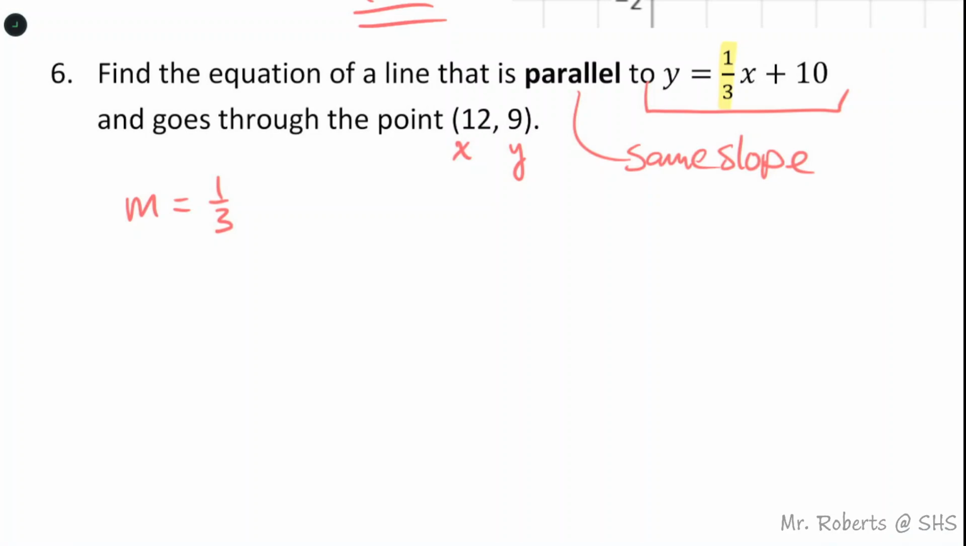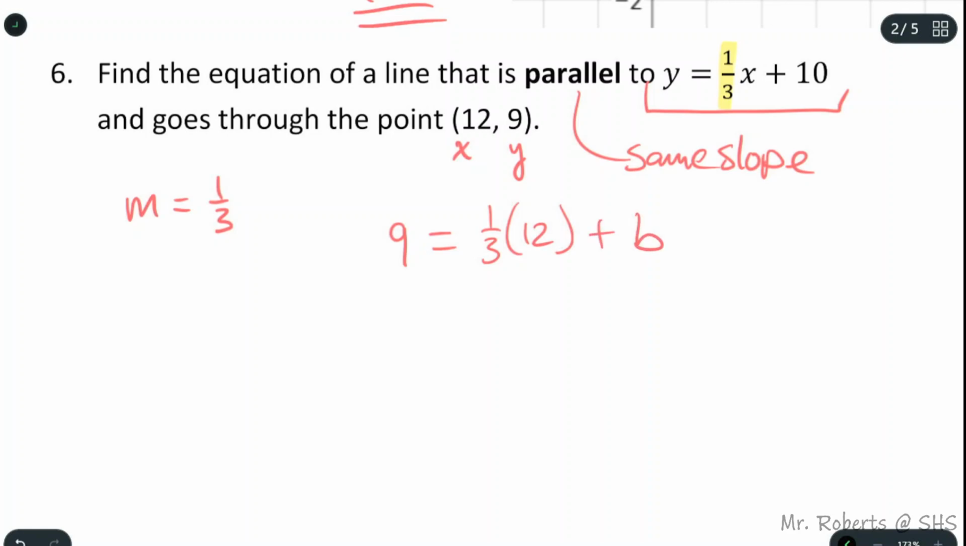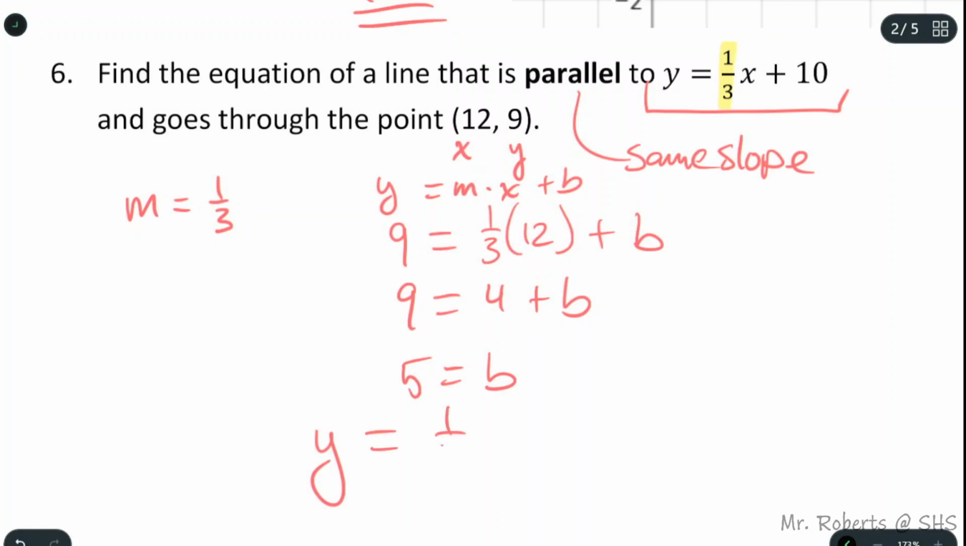Same thing I've done before. What am I going to write? I'm going to write y equals m times x and then plus b. So I did it without writing it, right? Y, which is 9, equals m, which is 1/3, times x, which is 12, plus b. 9 equals 1/3 of 12 is the number 4 plus b. That means that 5 should be what b is. So I think the equation of the line is y is equal to 1/3 times x plus 5.